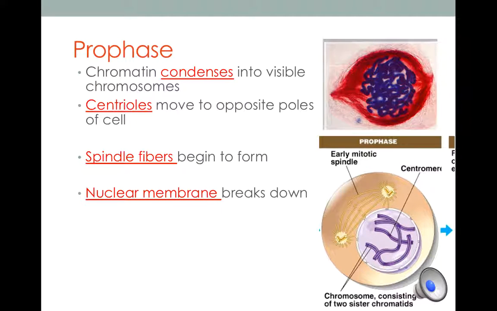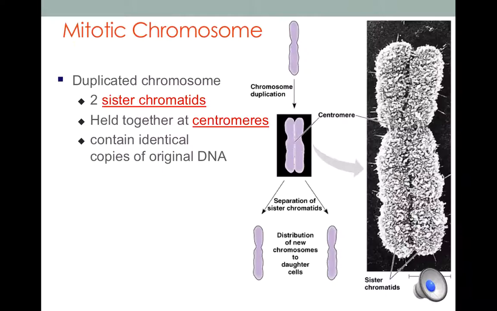Once the cell moves into mitosis, prophase, the chromatin, that stringy DNA, is going to condense into what we see as visible chromosomes. So those are those X-shaped chromosomes you're probably more familiar with seeing. Then the centrioles are going to start to move towards opposite poles during the prophase stage. The centrioles are the organelles that are going to organize the spindle fibers, also known as the mitotic spindle, also known as microtubules. And these spindle fibers are going to start to form and extend from the centrioles. Also a part of prophase, the nuclear membrane is going to start to break down.